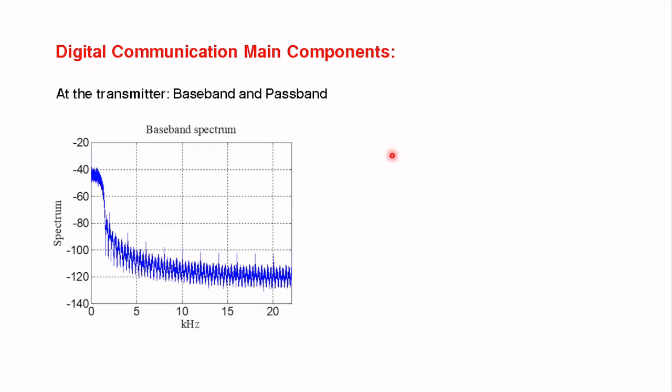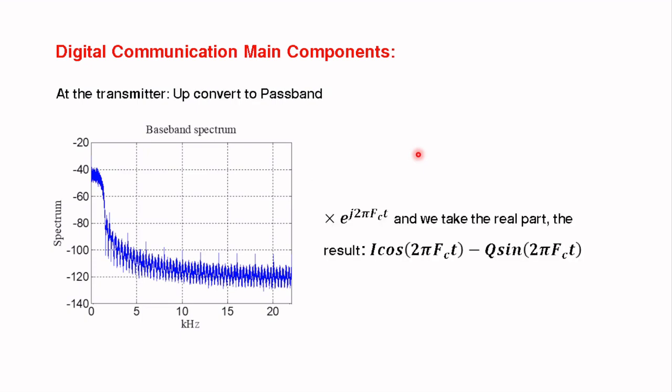Here we can see the baseband spectrum of our signal. This is the signal at baseband. This is the bandwidth, which is set by us. Then we convert it to passband by multiplying it by the complex sinusoid.